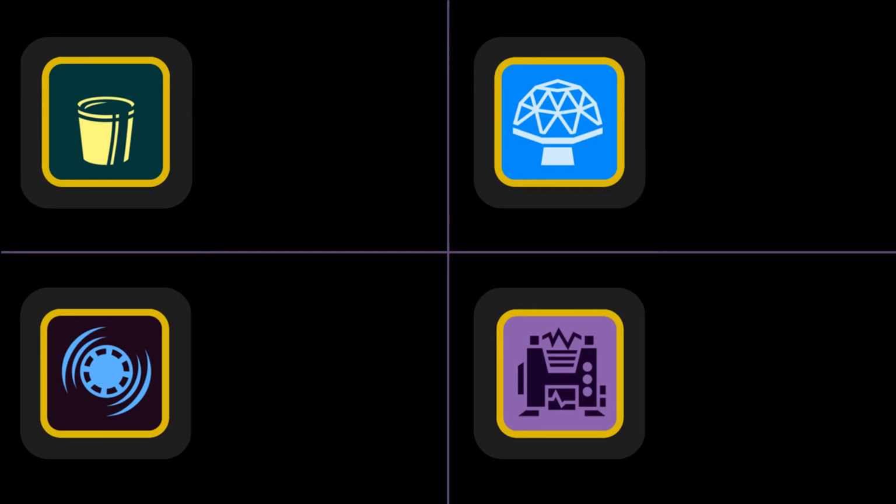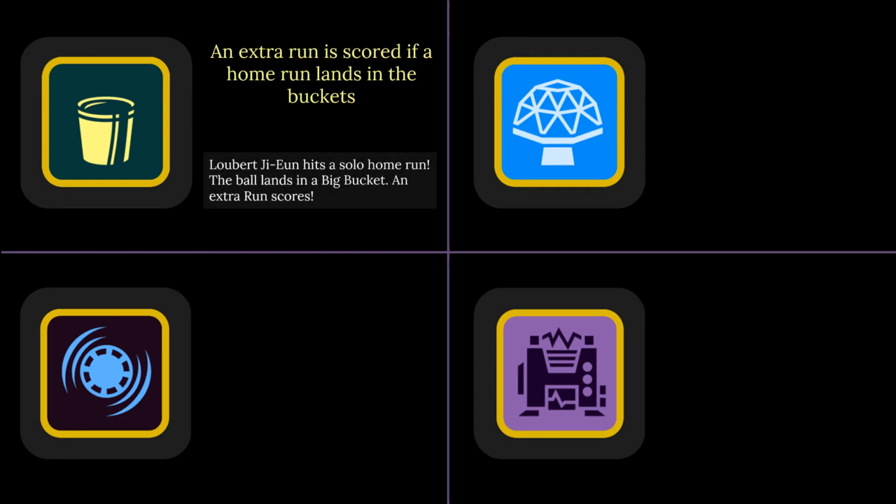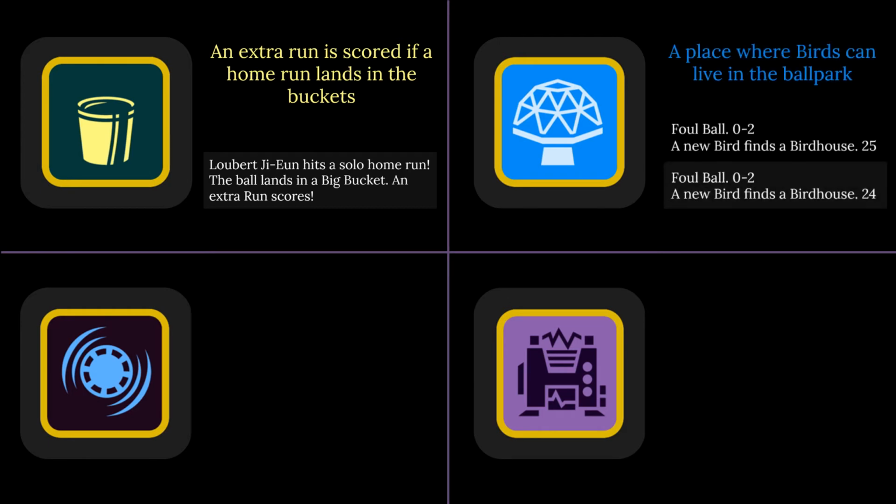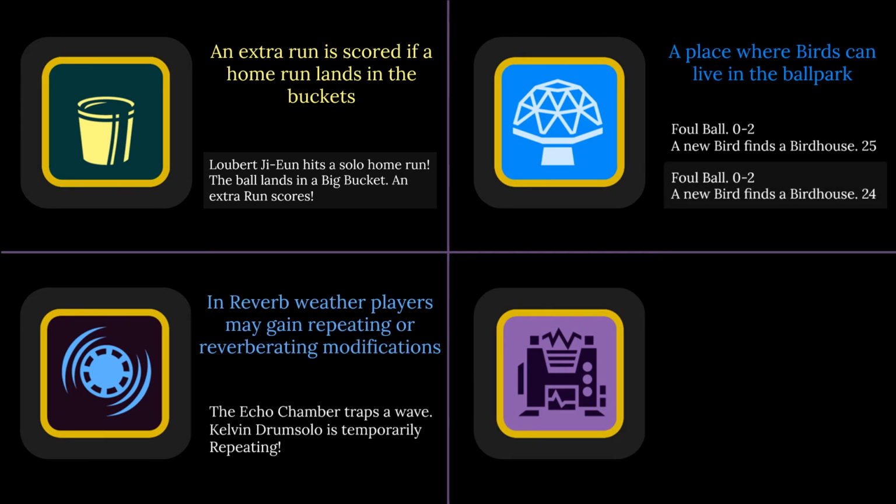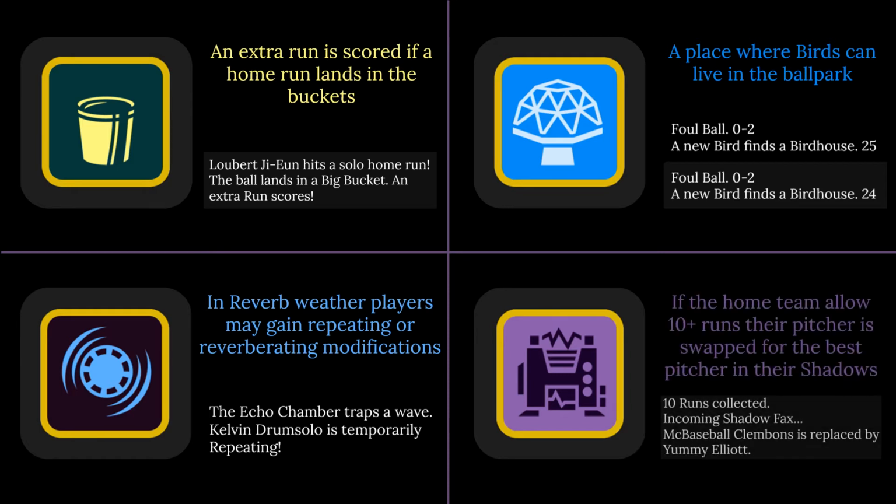There are also many modifications available for the stadiums. Big buckets grant an extra run if a home run lands in them. Birdhouses give birds a place to live in your stadium. Echo chamber may grant players the reverberating or repeating modification when in reverb weather. And fax machine will substitute in your best Shadows pitcher if your current pitcher has allowed 10 runs or more.